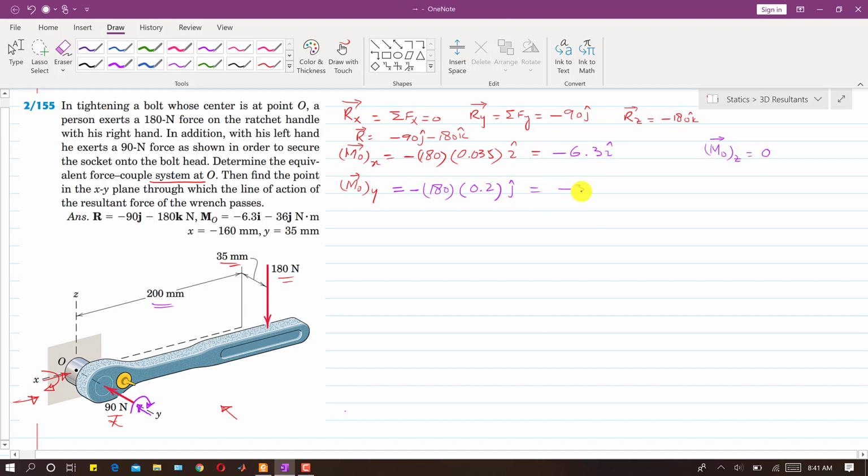So if I solve this, this will give me minus 6.3 i, and this will give me minus 36 j. So the moment about O vector will be minus 6.3 i minus 36 j Newton meter.